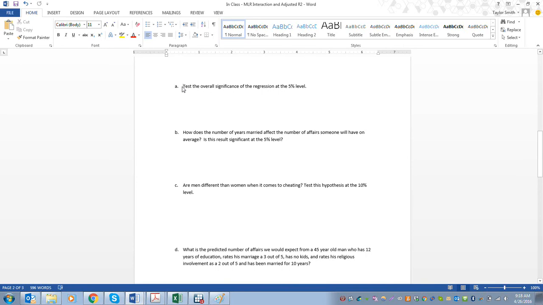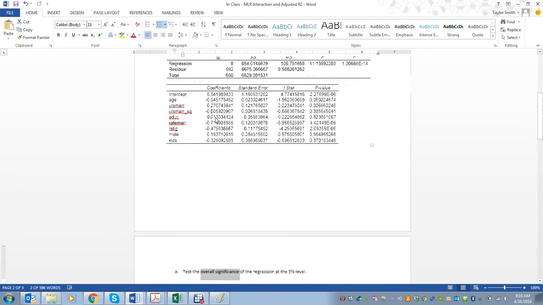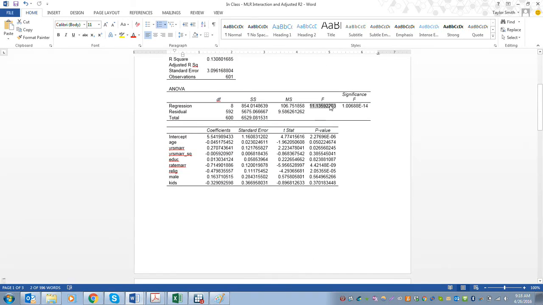First is we're going to test the overall significance at the 5% level. So first, whenever you see the word test, that should tell you we're going to be doing a hypothesis test here. Anytime you're doing a hypothesis test, you care about p-values. So when you see the word test, the word p-value should be the next thing that comes in your head. Anytime we're testing the overall significance, you're testing the significance of the entire regression, which means you're going to be using the f-test. This is the f-test of the regression, and specifically its p-value, which is here under the significance of f.